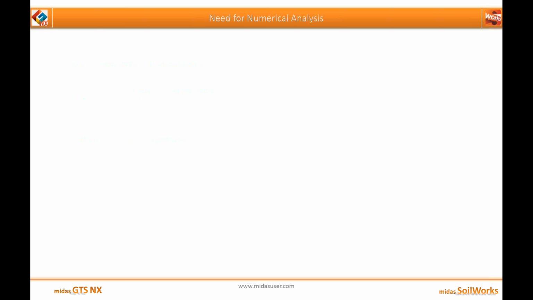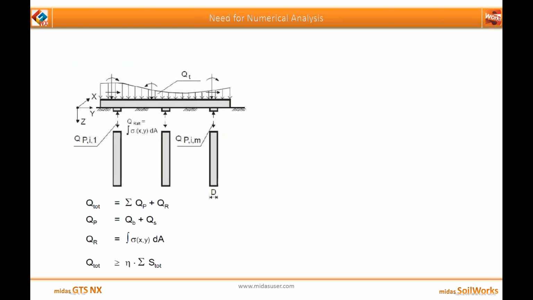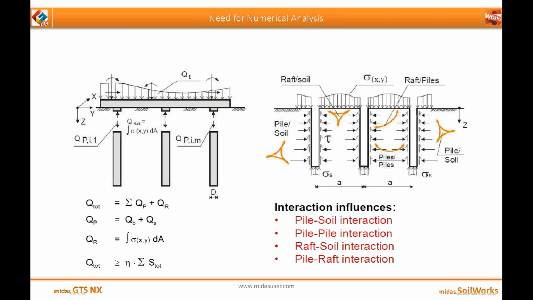Now, what is the need for the numerical analysis? As you can see, there is a raft and there are piles. Whenever you are considering a raft-pile combination, there are different types of interaction which one needs to consider, like the pile-soil interaction, the pile-pile interaction, the raft-soil interaction, and the pile-raft interaction within itself. In such cases, a simulation of this interaction becomes very important. With the traditional approach, they account for one or two interactions. But with numerical analysis, now all the interactions can be considered in the model.